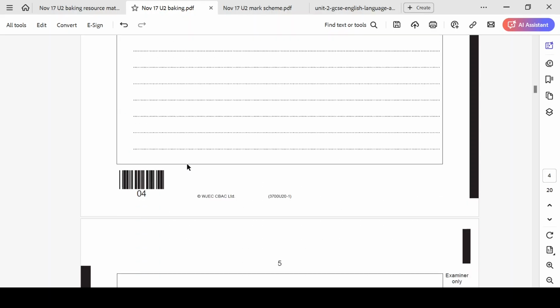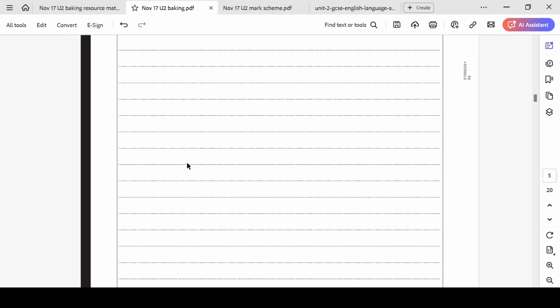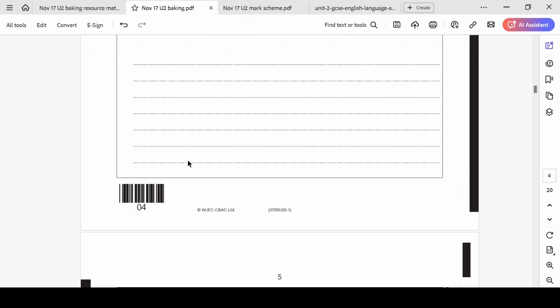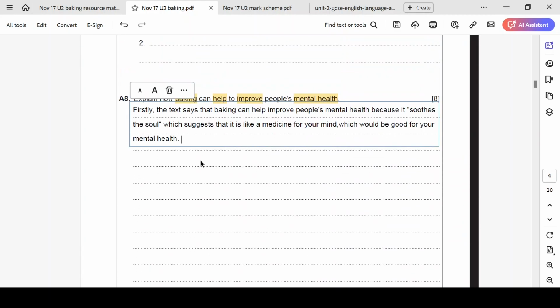Not a huge amount of space. Actually, there is, isn't there? There's quite a lot here. You don't have to fill the space, but obviously, if you've got that much space for your answer, they're giving you a pretty heavy hint that a couple of lines isn't going to be enough.